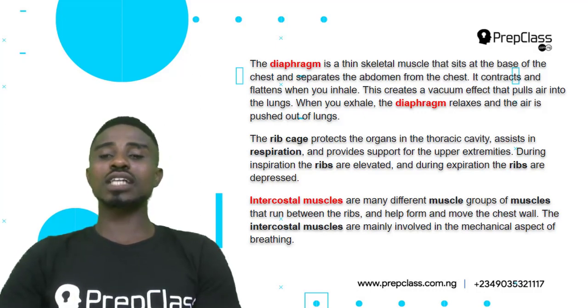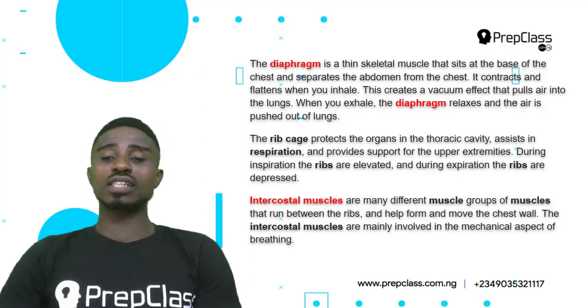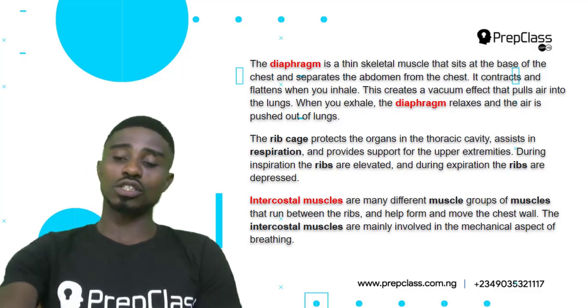The ribcage protects the organs in the thoracic cavity, assists in respiration, and provides support for the upper extremities. During inspiration, the ribs are elevated, and during expiration, the ribs are depressed. So during inhalation, the ribs elevate, and during expiration, the ribs depress. So the rib cage takes part in inhalation.